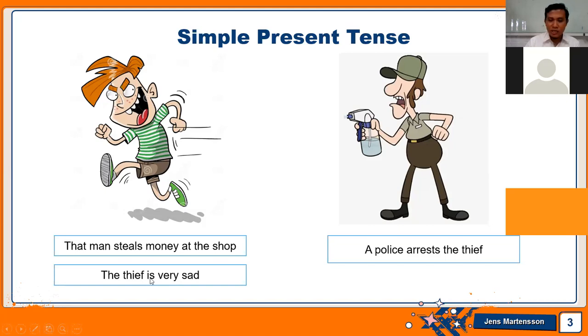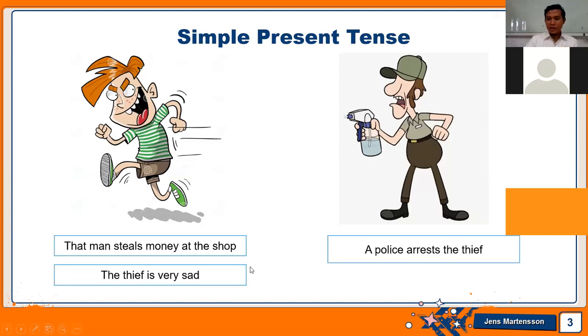So why is it using is here and this one is not using is? Because the first sentence has a verb here. The verb is steals. And the second is without an ordinary verb, and the verb is auxiliary. So there is no ordinary verb here, but it's an auxiliary verb. The thief is very bad. So is is the verb here.